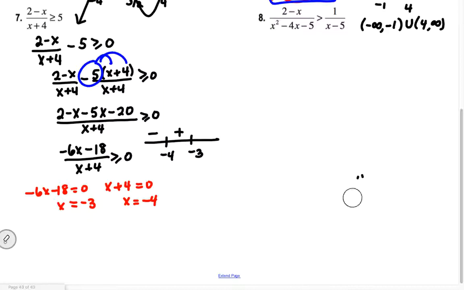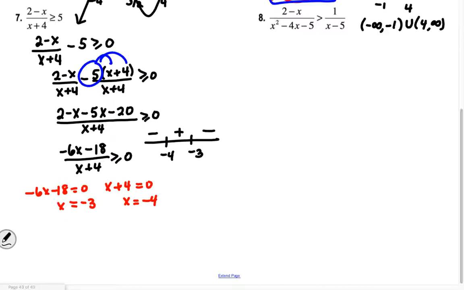All right, so then if I try something bigger than it, so 0. -18 over +4 is negative. So now be really careful with your endpoints. One of them's filled in, one of them's open, so think about it. What do we think? If I plug in -4, does it make it true?